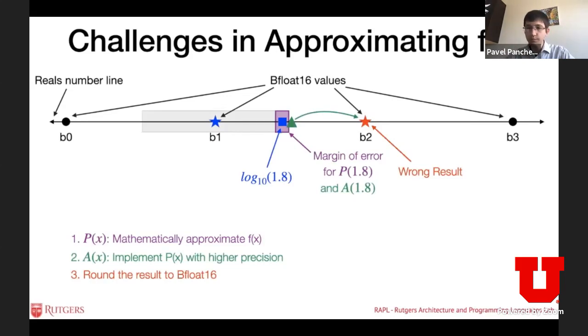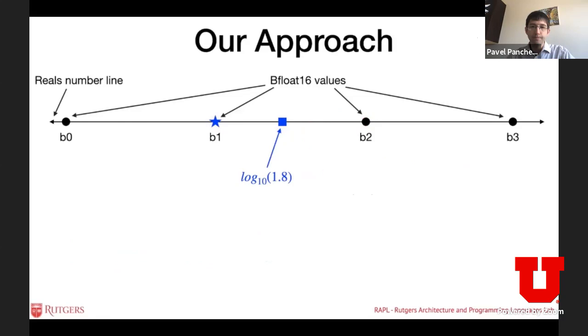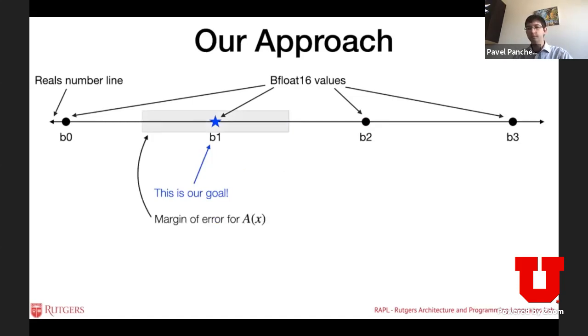So are we doomed? Well, let's take a quick moment here and think about what a correctly rounded math library means again. Our math library is a correctly rounded math library if it returns b1 when we ask for log10 of 1.8. The goal of our math library is not to approximate log10 of 1.8 as closely as we possibly can. Instead, the goal of our math library is to return b1 if the input is 1.8. Then what should be the goal of a(x)?